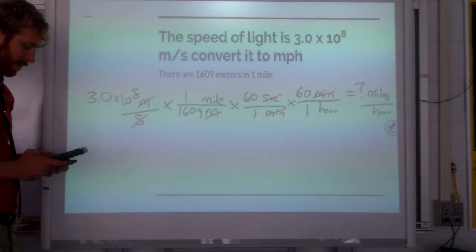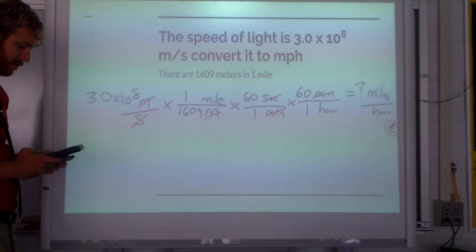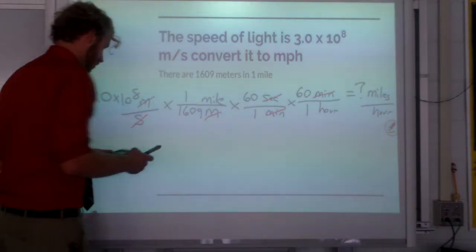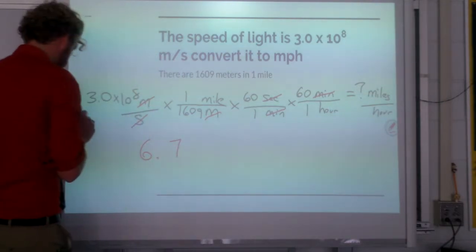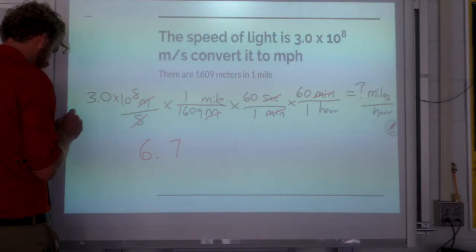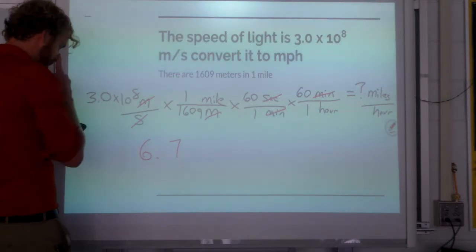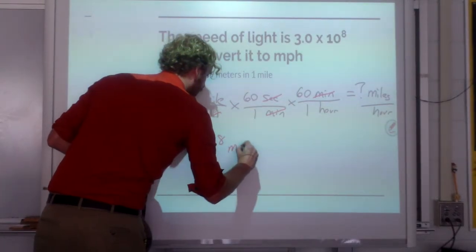Oh, I plugged it into my calculator wrong. 3.0 EE 8, divided by 1,609, equals, times 60 times 60. And we're left with 6.7 times 10 to the 8 miles per hour.